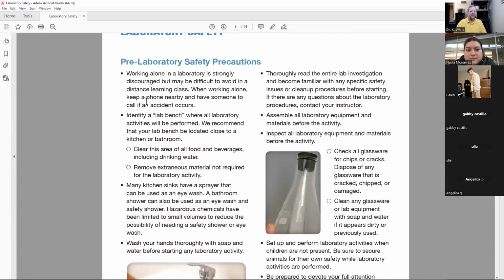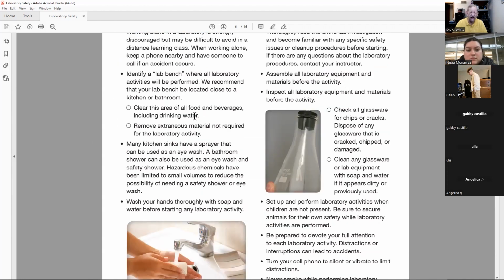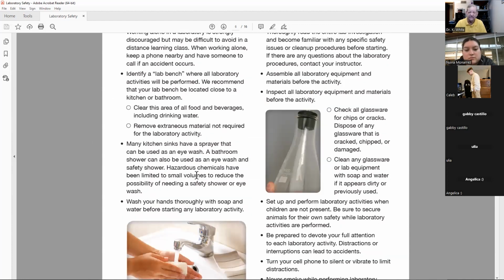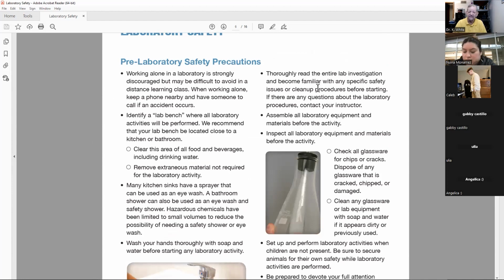Now, you shouldn't really work alone in a lab. So if you're working at home, hopefully someone else is around. Like I said, clear the area of food and beverages, including drinking water. And here they say, wash your hands before and after. Read the lab thoroughly. I'm going to go through it just like here, so you know what to do.